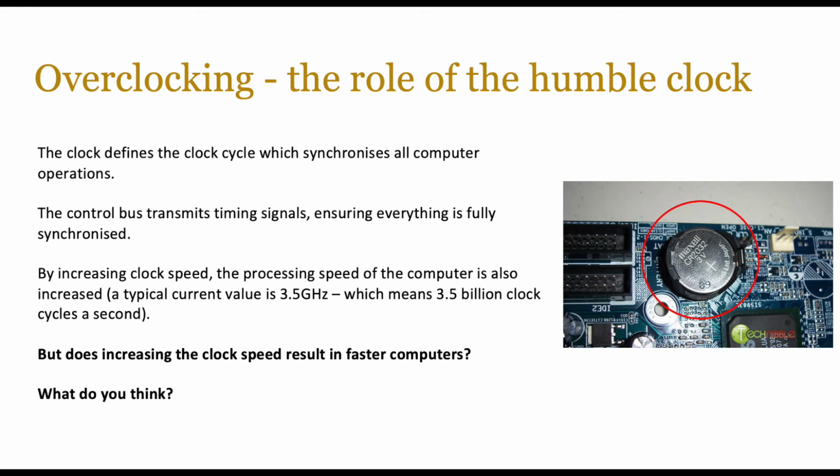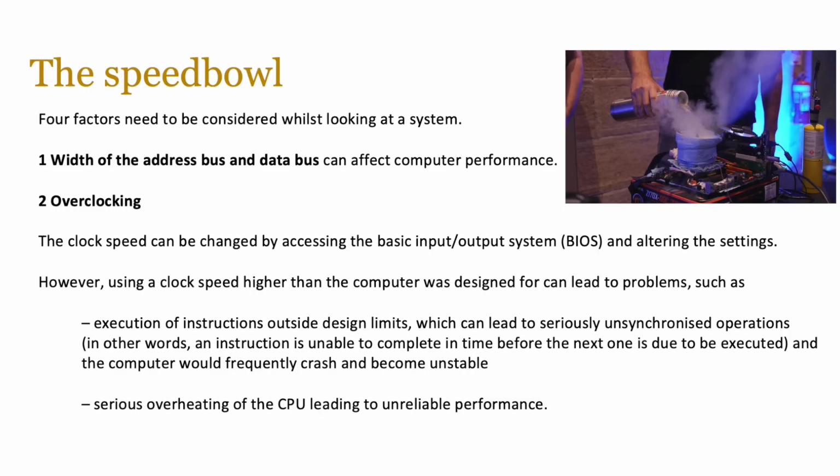Hopefully you picked up the generation of heat, and also perhaps more errors could occur if you push the processor way past its design limit. Now, 4 factors need to be considered whilst looking at a system, and obviously we start with the width of the address bus and the data bus, because if it's a 32-bit address bus, you might have a 3.5 gigahertz processor, but it's not going to be operating very fast compared to a 3.5 gigahertz system working with a 128-bit address bus. And similarly, overclocking plays a part.